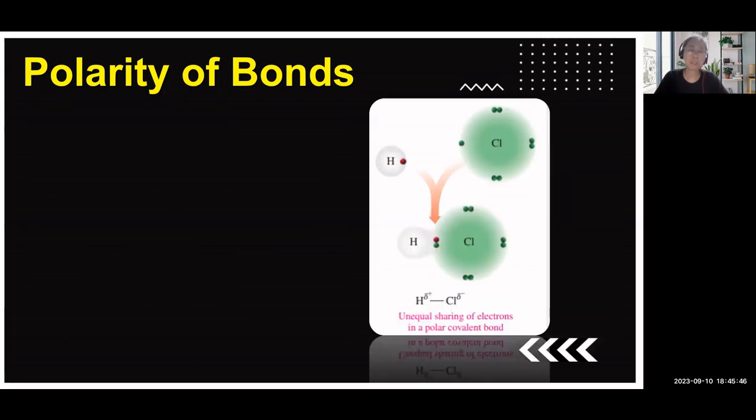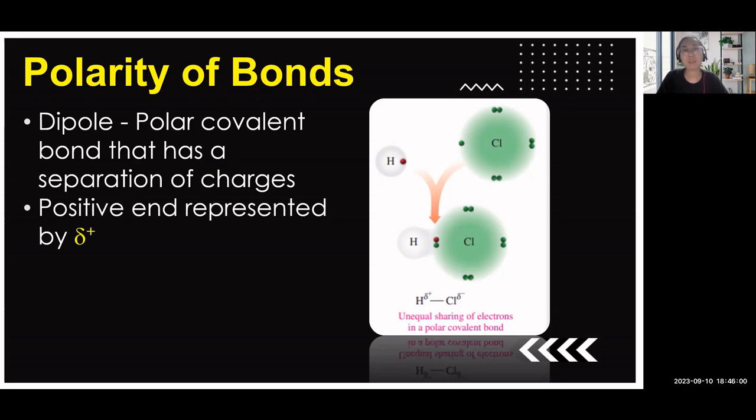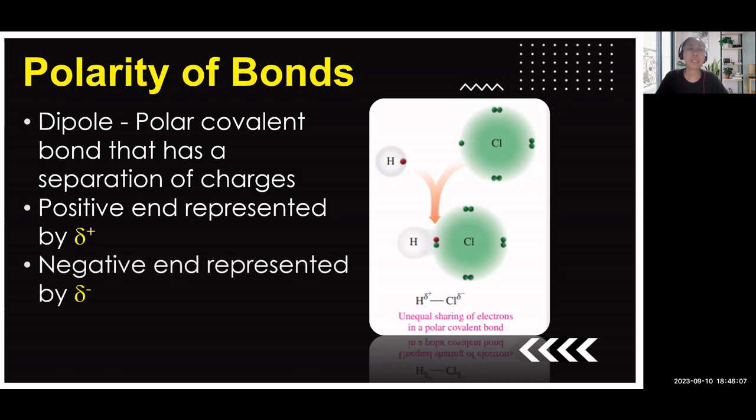Now, it also happens that if you have a polar bond, a dipole could occur. We say that it's a dipole if it has a separation of charges, so one side is positive and the other side is negative. The positive end is represented by the Greek letter delta with a plus as superscript, and the negative end is represented again by the Greek letter delta with a negative as superscript.